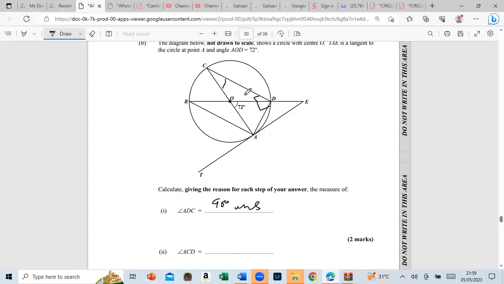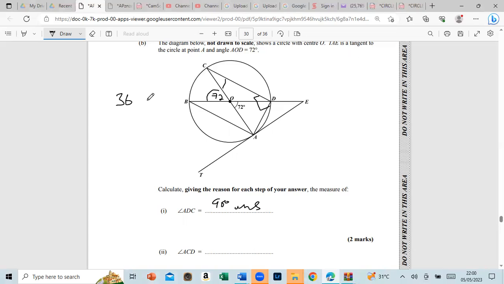You can figure this out. Vertically opposite angles are equal, so this will be equal to 72. I'm going to try both ways and see if I get the same answer. This is vertically opposite to this, so this is 72, this is 72. Angles at a point add up to 360. So 72 plus 72 gives me 144. So these two add up to 144.